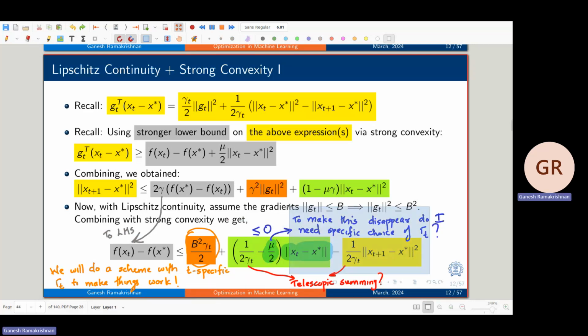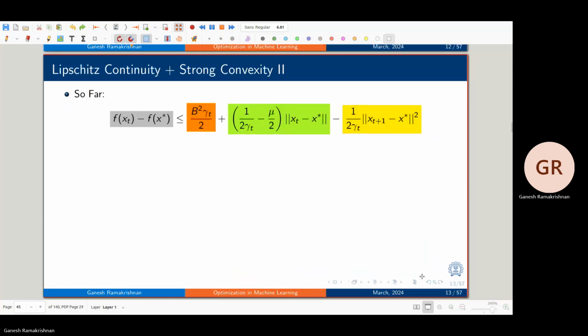So how do I make this disappear through telescopic summing with an appropriate choice of gamma_t? Okay, so far we have this expression, and I want to do telescopic summing with some gamma_t. Now I'm saying, well, how about gamma_t being proportional to 1 by t, right? Will it help us? Any guesses? Yes.